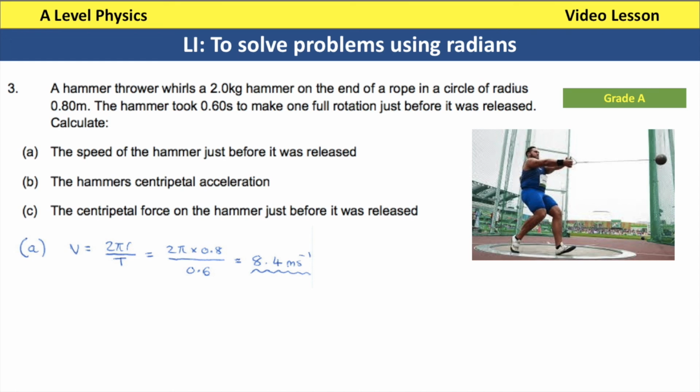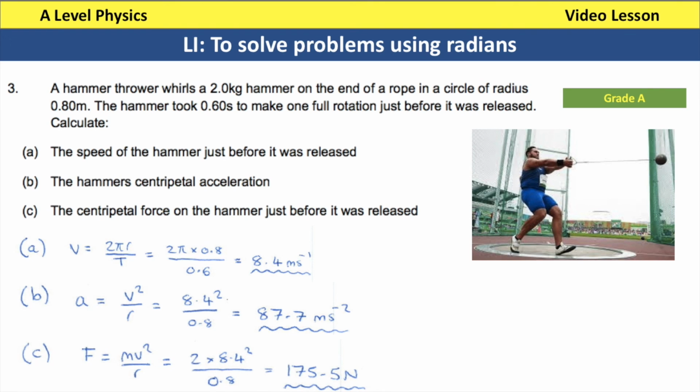We then work out the centripetal acceleration using v squared over r, so we do 8.4 squared over 0.8, which comes out as 87.7 metres per second squared. Please focus on including the units for that in your answer. And then for part C, we wanted to work out the centripetal force. Centripetal force is, of course, mv squared over r. I know that the mass of the hammer is 2, so we do 2 times 8.4 squared divided by 0.8, which is 175.5 newtons.